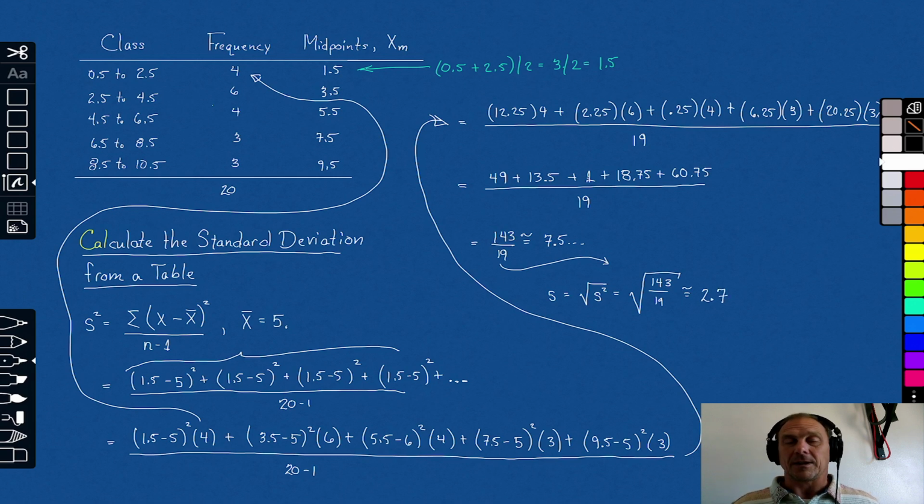And that is how you find the standard deviation and the variance from a frequency distribution or from a table. Or if this was in its graphical form, it would be a histogram.